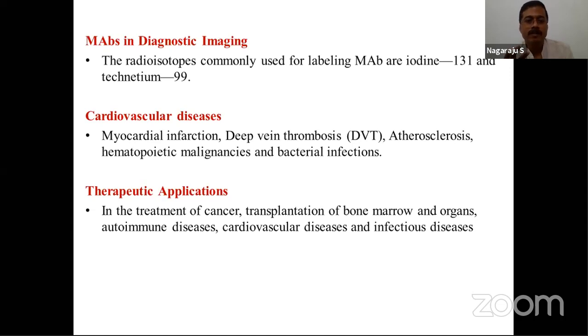This will be used especially for identification of cancer tissues, and treatment of cancer tissues, myocardial infarctions, deep vein thrombosis, as therapeutic applications. There are many applications of these monoclonal antibodies.